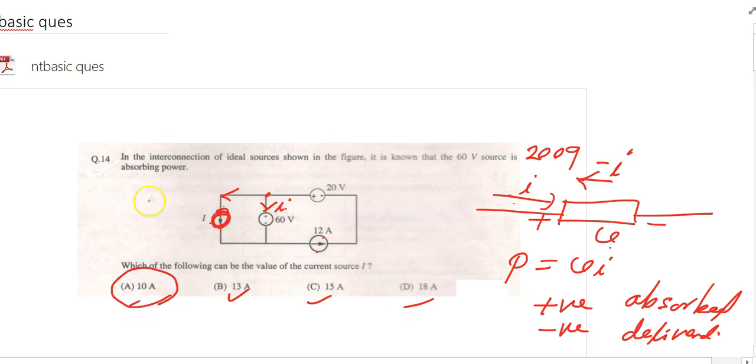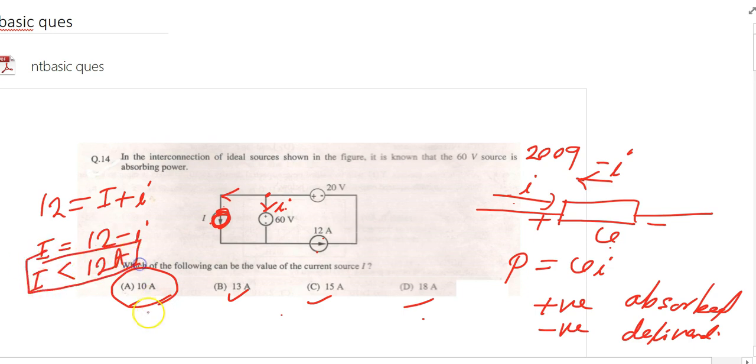With the equation also you can write that 12 ampere is equal to capital I plus small i, as both are positive because all the options here are positive. Capital I should be positive and small i should also be positive because power is being absorbed. So capital I should be 12 minus i, so your i must be less than 12 ampere. These conditions are satisfied only by option A. So this is the answer. We'll move to the next question.